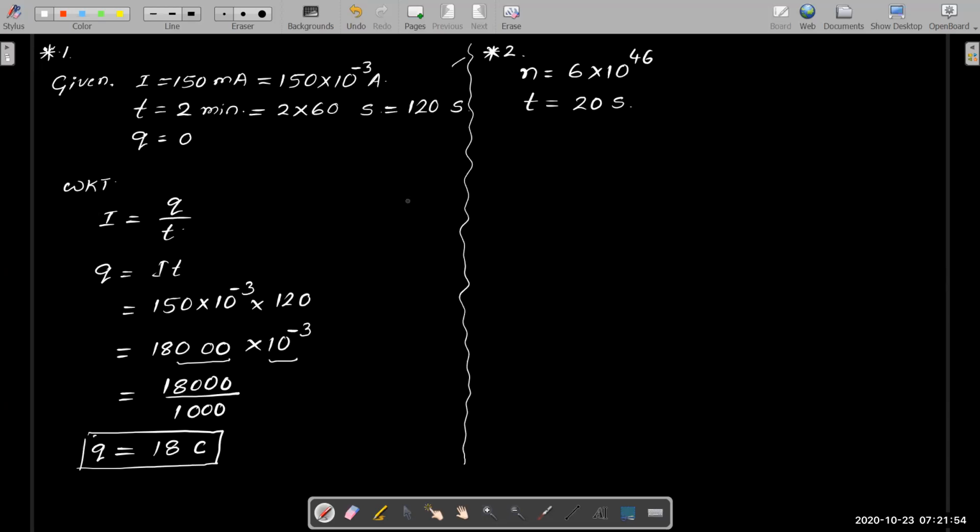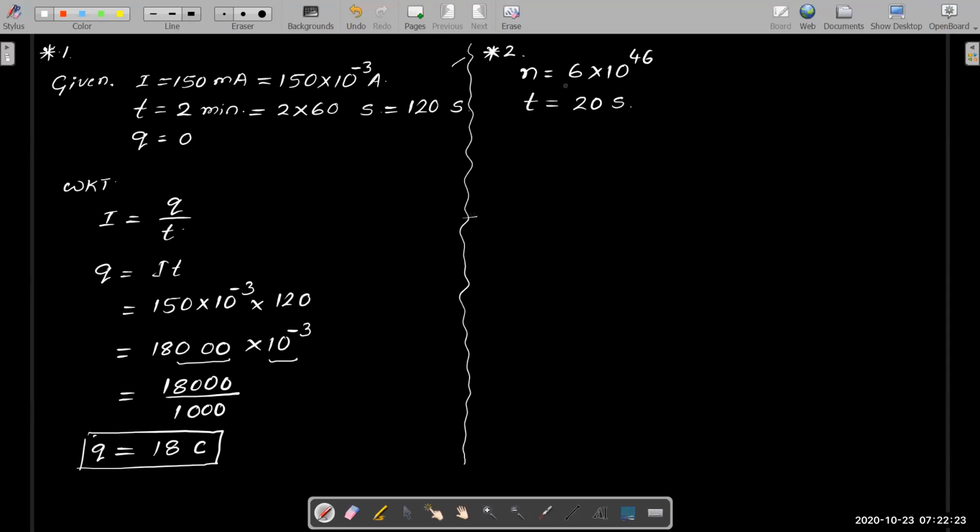I repeat it. A total of 6 into 10 raised to 46 electrons flow through a current carrying conductor when connected through an external power supply for 20 seconds. Find the value of current in the conductor. I hope you have taken the question.